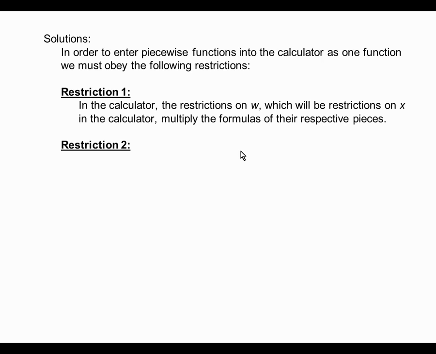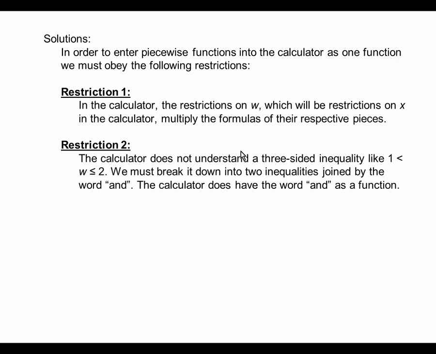Restriction number 2. The calculator does not understand a three-sided inequality like 1 less than W less than or equal to 2. It doesn't understand that. We have to break it into two smaller inequalities joined by the word and. Okay, the calculator does have the word and as a function. Okay, it really does. You'll literally see the word and. Entering a piecewise function into the calculator is kind of a long, drawn-out process, and it's because of the limitations of the calculator.